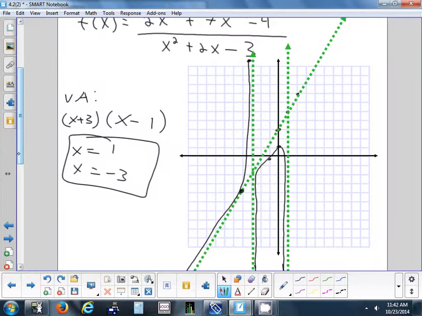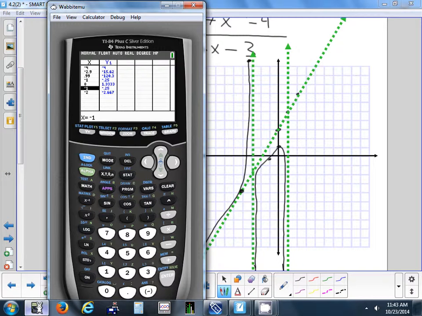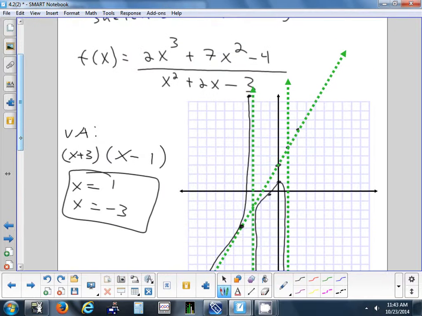Okay, and the last part. Let's try just a value a little bit bigger than 1. Okay, try like 1.01. Positive infinity. Okay, and if we try a couple other points, you're just going to see you're going to end up trapped in that top portion, like this. All those pieces, they keep going.